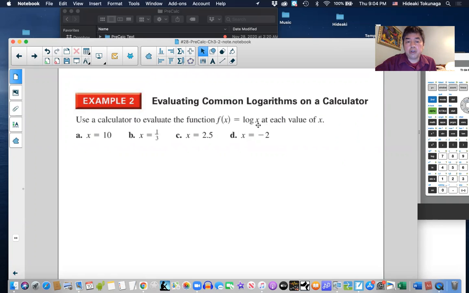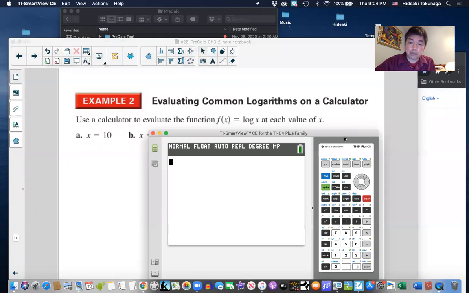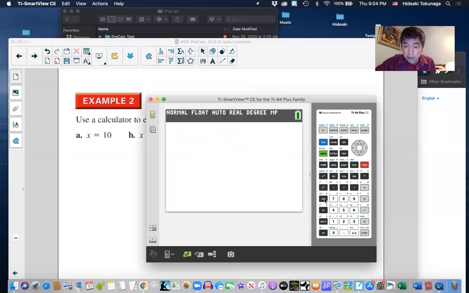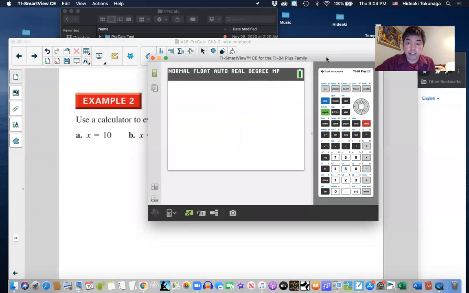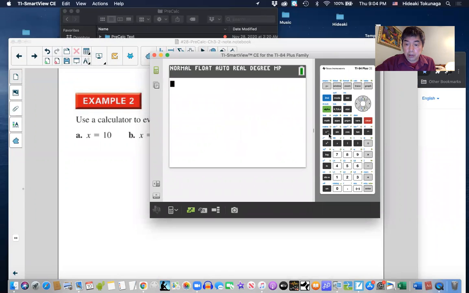So log x means log base 10 of x. If nothing is between log and x, you assume there's a 10 there, okay? So log base 10 of 10 must be 1. Let's see if it works. The log key is right here on this TI-84. So log base 10, if you plug in 10 and close the parenthesis, hit enter, so it's 1, okay?